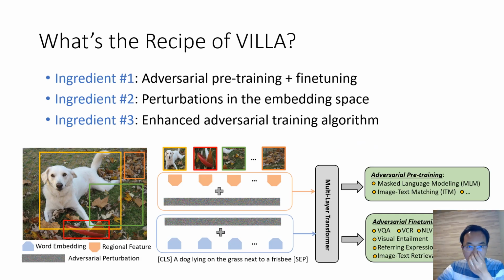And then, how can adversarial training be used for VLP purposes? Basically, in the VILLA paper, they propose 3 ingredients. First is adversarial pre-training plus fine-tuning. Second is perturbation in the embedding space. Third, they also propose an enhanced adversarial training algorithm. The first one is we do not only perform adversarial training in the fine-tuning stage, but also in the pre-training stage, in the hope that we can have a better pre-trained model so that a uniform performance improvement can be achieved. Since we do not care about the actual crafted adversarial example, adding perturbation in the embedding space is a more efficient way to perform adversarial training.